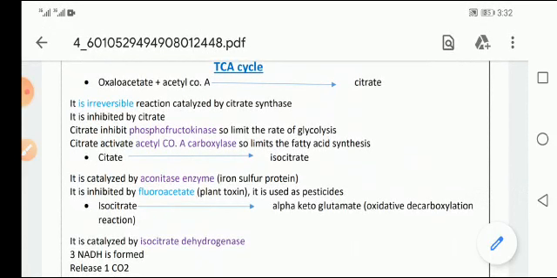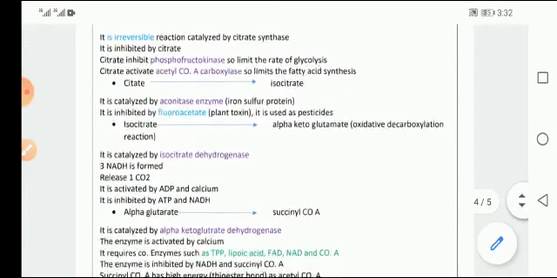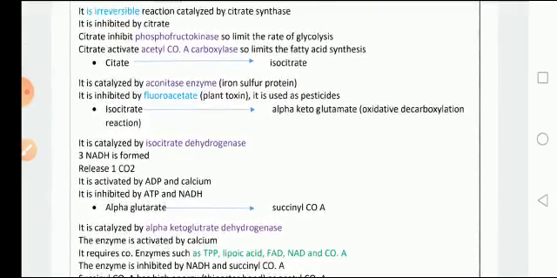Then isocitrate would be converted to alpha ketoglutarate by irreversible oxidative decarboxylation. Oxidative decarboxylation means removal of both hydrogen and carbon. So I would have carbon dioxide as my product and NADH as product. This reaction is catalyzed by an enzyme known as isocitrate dehydrogenase.